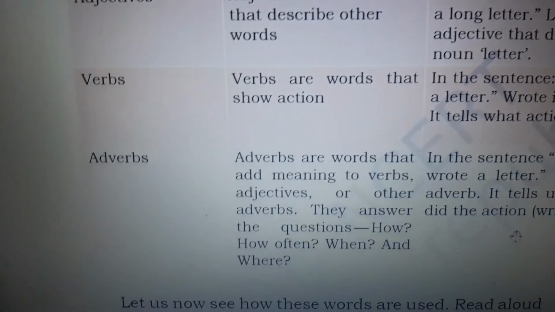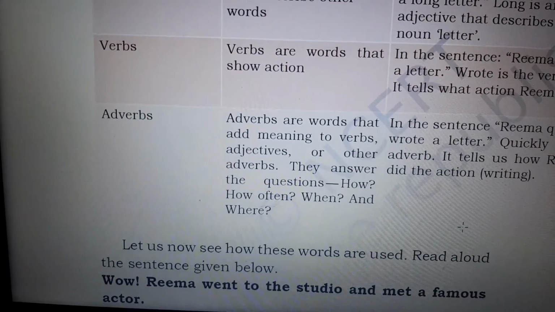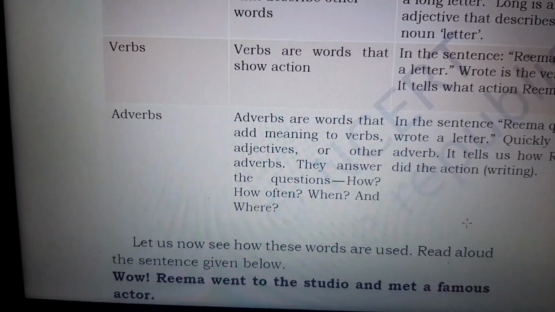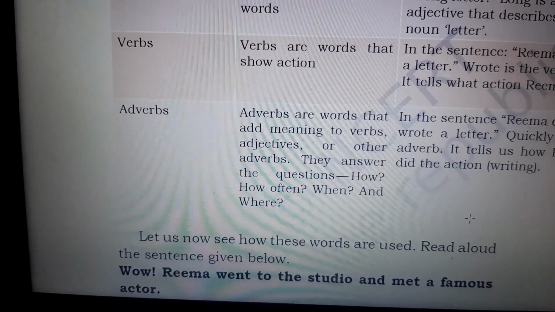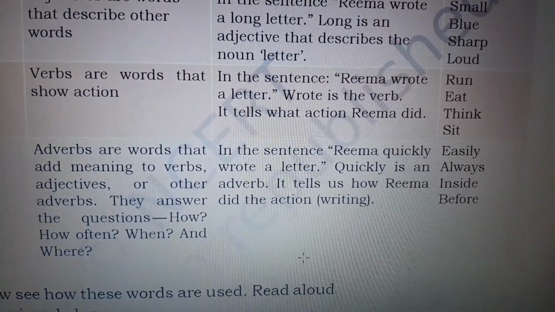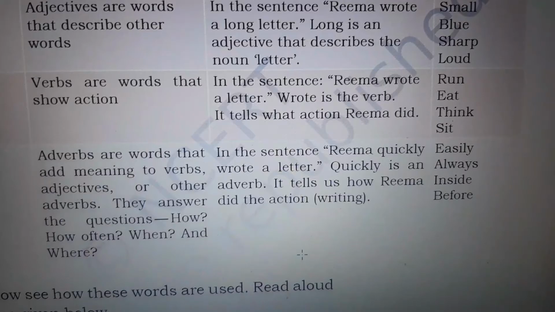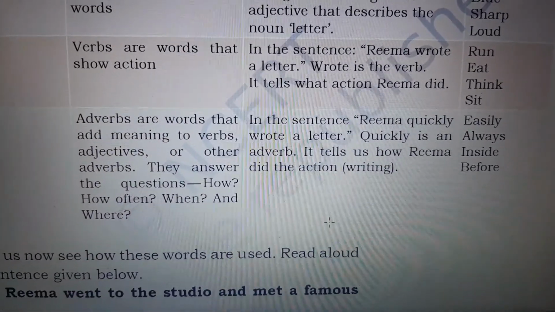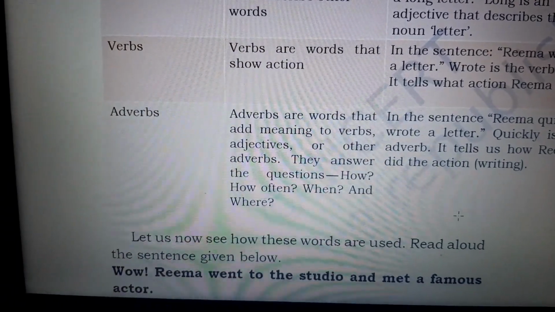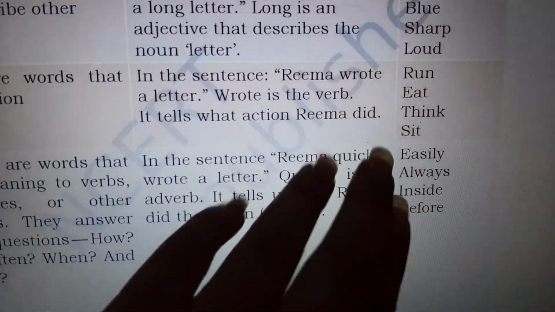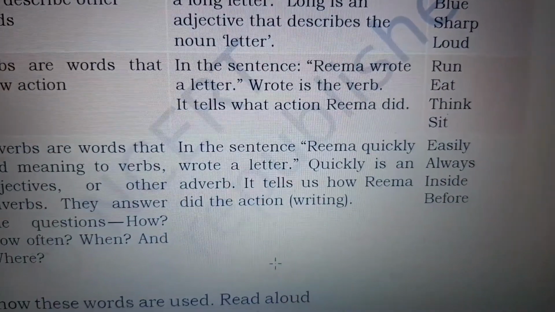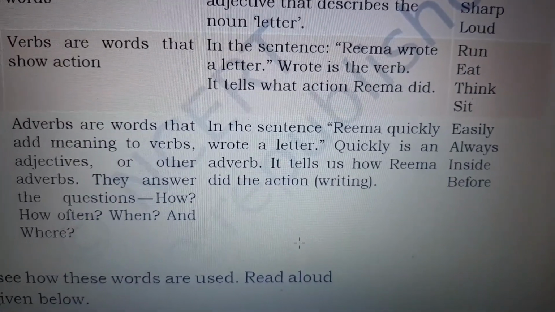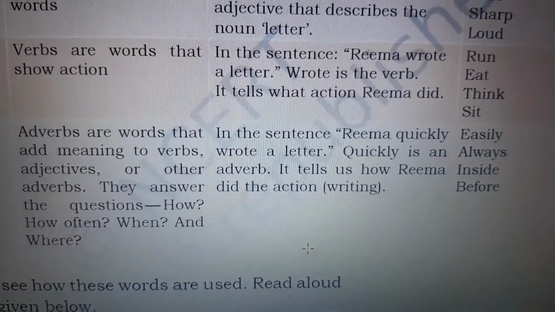Next is adverbs. Adverbs are the words that add meaning to the verb or the adjective. Like Rima quickly wrote a letter. Quickly. He eats slowly. So slowly, quickly is an adverb. Other examples are easily, always, inside, before. These are all examples of adverbs.